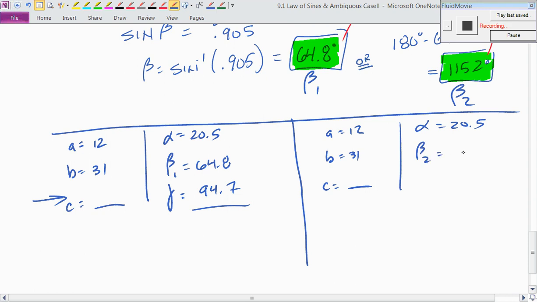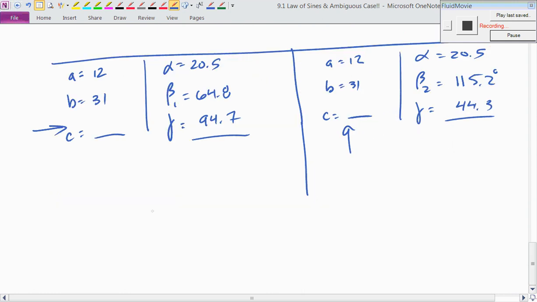Beta 2 is going to be 115.2. Therefore, my gamma is going to be 44.3. So all I really need to do is get this one. So for each one, all you got to do is get the C, because that's the easy part. So we go back and set up the law of sines: sine 20.5 over 12 equals sine 94.7 over C.